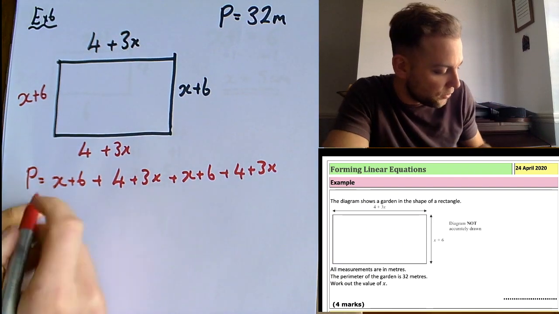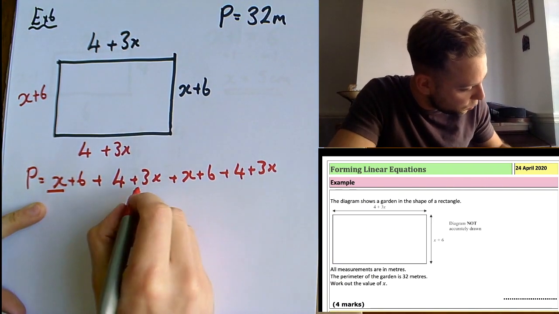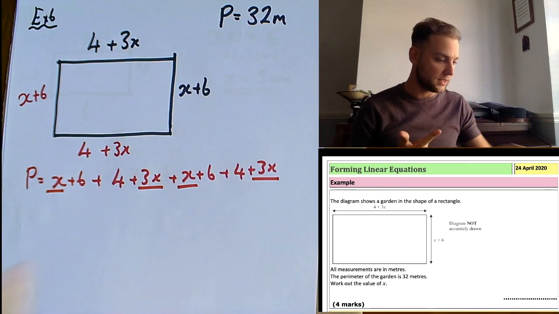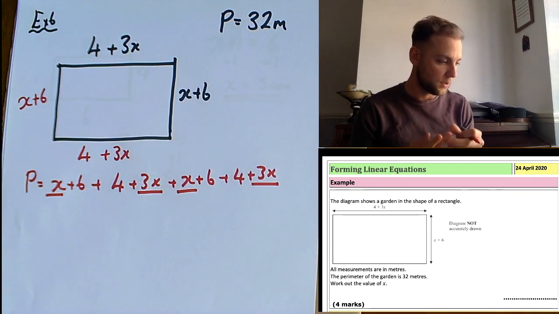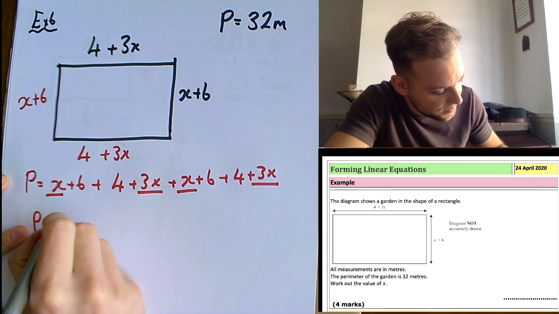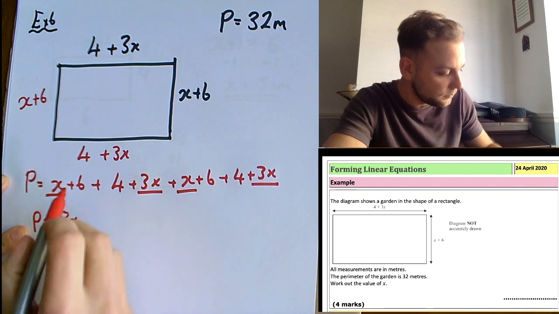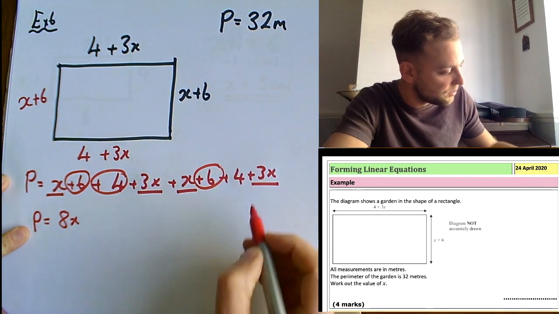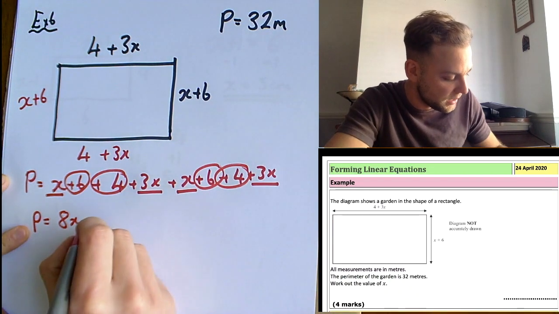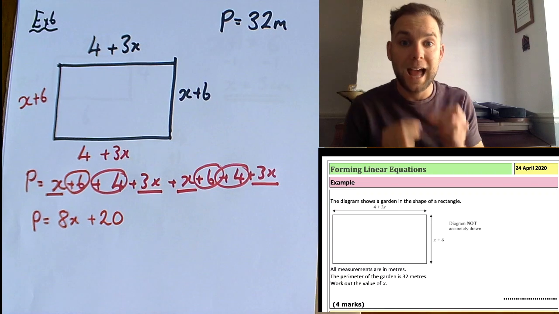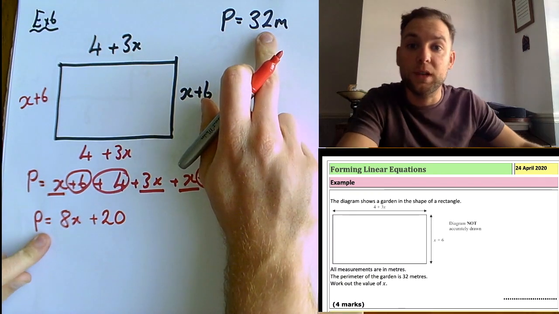Now the ones we can add together are the x's. So x plus 3x plus x plus 3x. x plus 3x is 4x. Plus x is 5x. Plus another x is equal to 8x. My perimeter is equal to 8x. And then we've got 6 plus 4, which is 10, plus 6, which is 16, plus another 4, which is equal to plus 20.